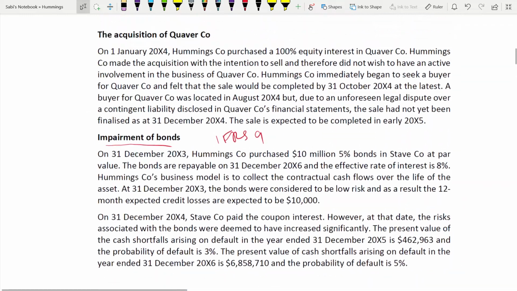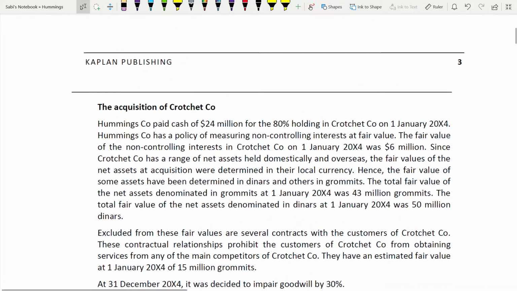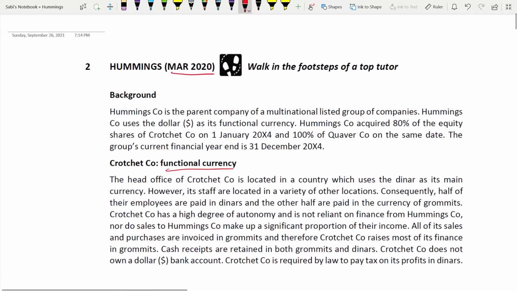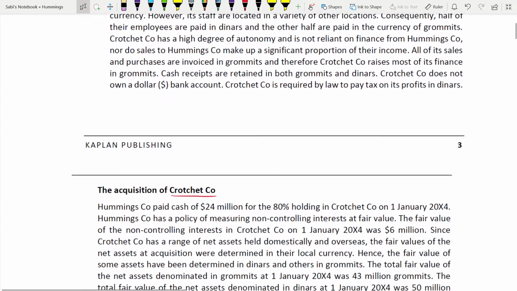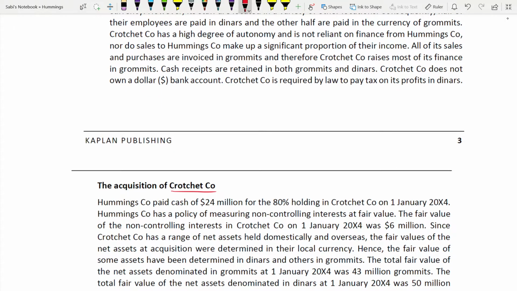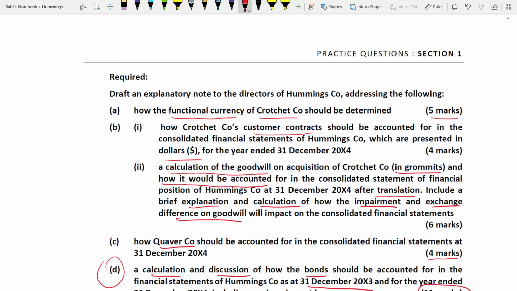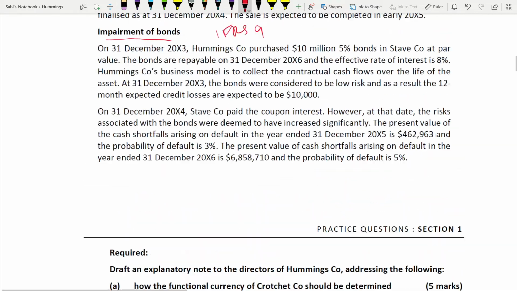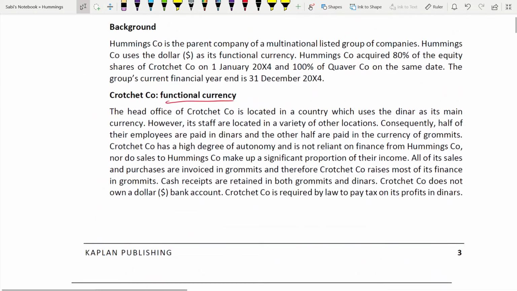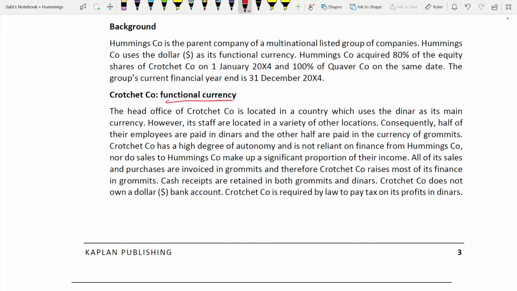So I can just read the first company, that is the acquisition of Crochet, and how the functional currency will be determined. To see how the functional currency will be determined, I don't even need the acquisition part. If you can see here, part A is just how functional currency will be determined. For that, I only need to read this paragraph. This whole paragraph, if I read, is enough. I can answer part A.